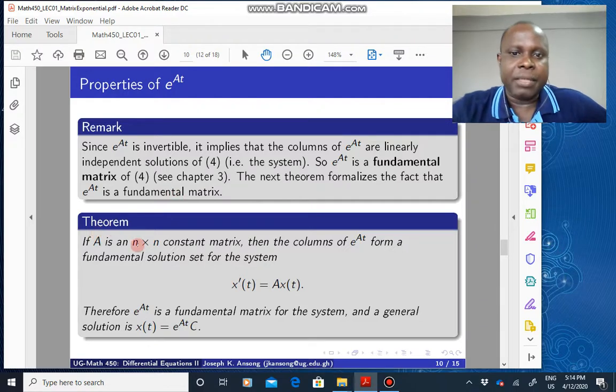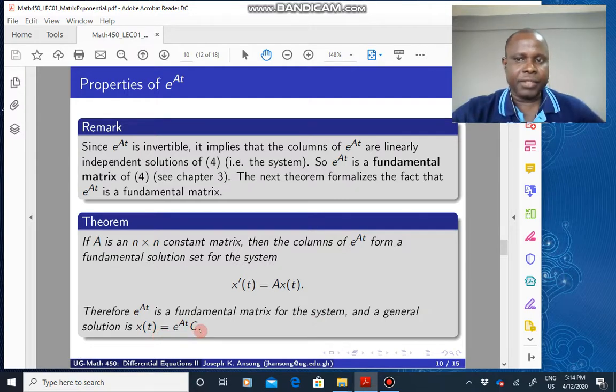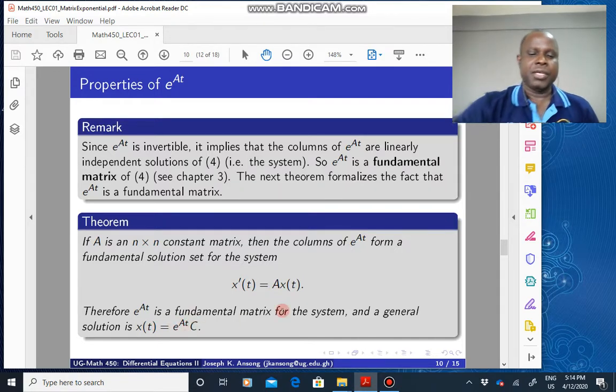So this theorem summarizes that if A is an n by n constant matrix, then the columns of e to the At form a fundamental solution set for the system. Therefore e to the At is a fundamental matrix for the system, and the general solution is given by this. So once you find your fundamental matrix, you just have to multiply it by this constant vector c, and you have the solution to your system. That is why we are going to learn how to compute the matrix exponential, because once you have it, then basically you have a solution.